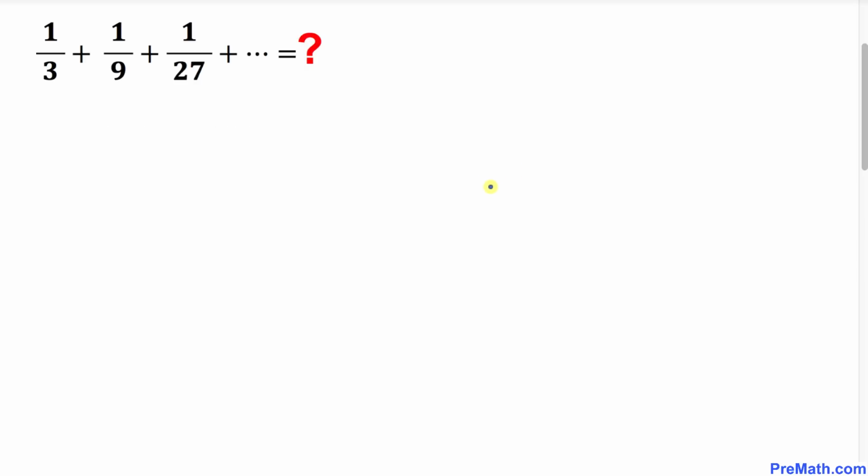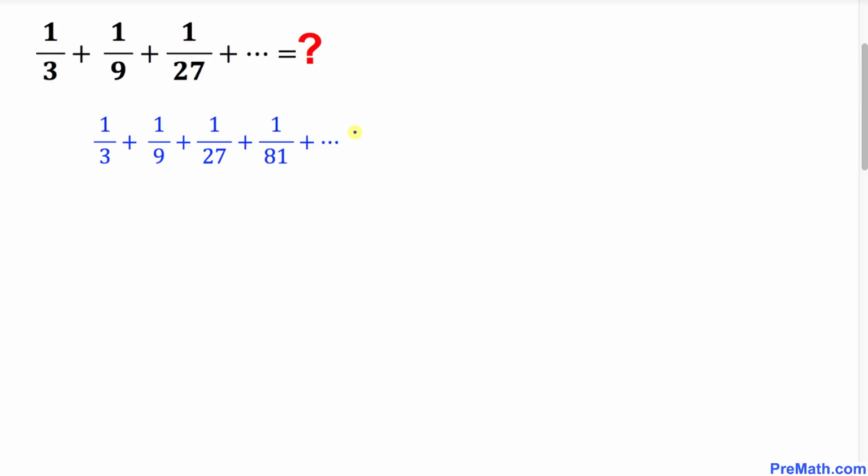Let's go ahead and get started with the solution. And here's the very first thing we're going to look at. At the denominator, this 3 means that this is 3 power 1. Here 9 means 3 power 2. Here 27 means 3 power 3. So we got a clear pattern. So the next number is going to be 3 power 4. That means that number is going to be 1 over 81, and on and on and on.